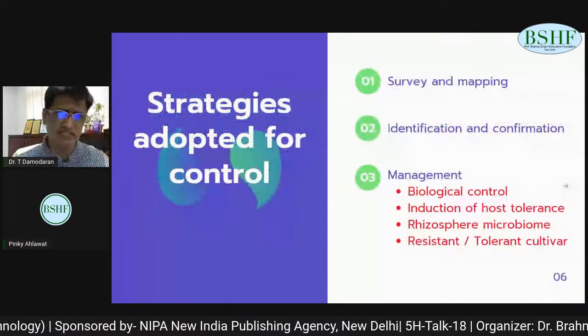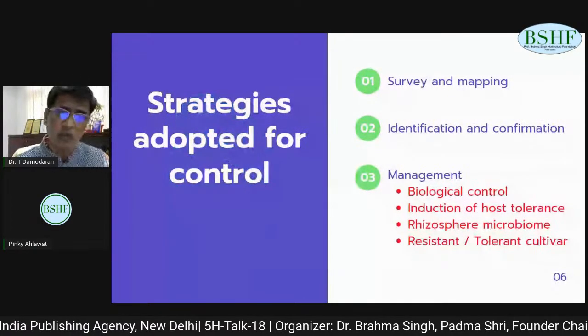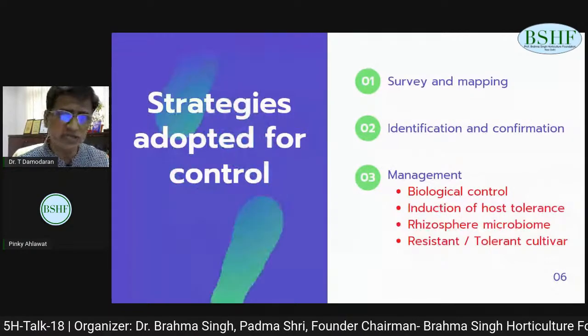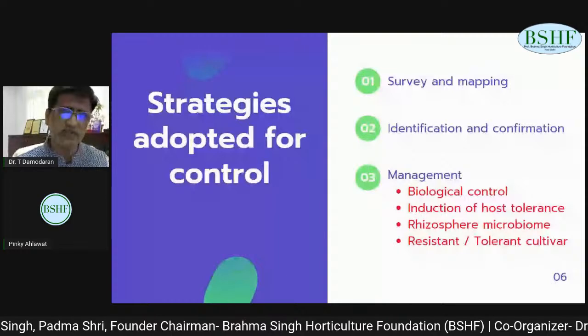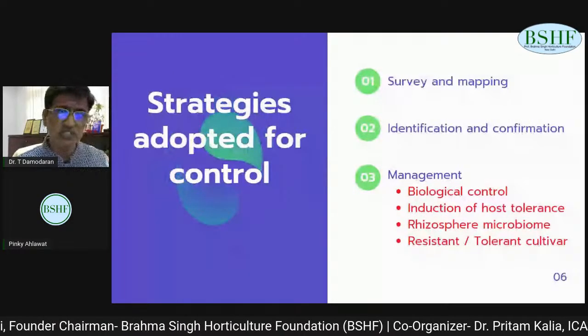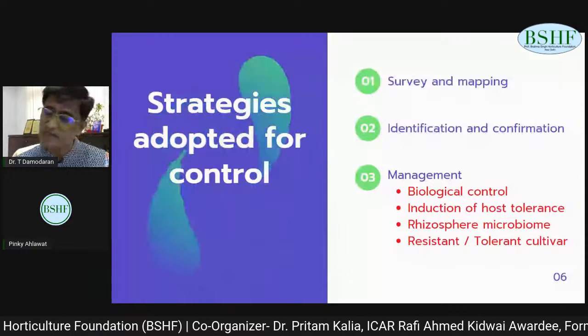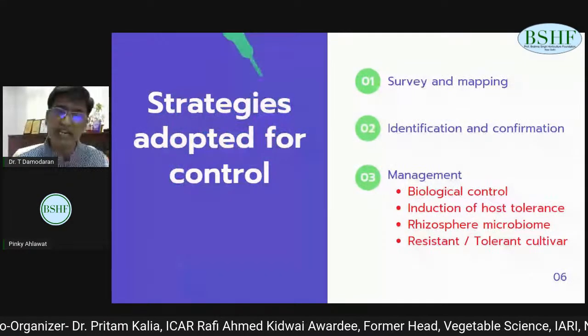We are going to survey and map. This is a prime important thing. So we have to map it. And the second thing is, once we are mapping, we should identify. That is also very important. Isolation and identification of race 4 of Fusarium wilt is really a challenging task. I should thank our NRCB scientists. They helped us initially, so we could take it up in a very large manner, and we could do it hand in hand with them. So identification and confirmation.